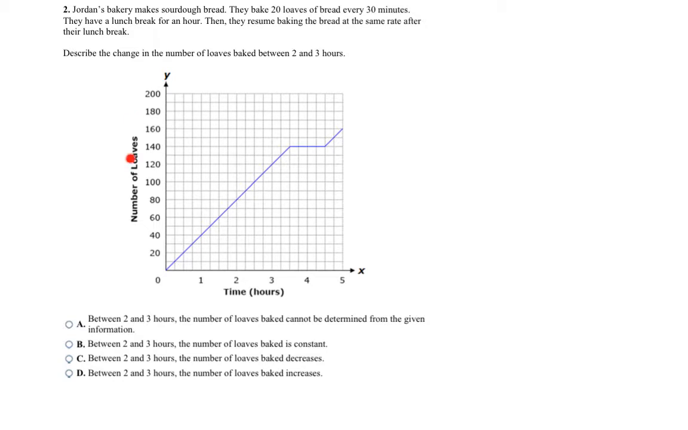For 2 to 3 hours, hours is the x-axis. So I'm going to look at between 2 and 3 hours. That's going to be looking at between these two lines that I just drew up from 2 to 3 to make it easier for us. So that blue line between 2 and 3 is going up. It's increasing. So I'm going to be looking for the answer that says increases. And increases is choice D. So that's going to be my final answer.